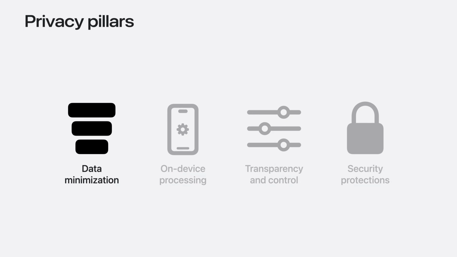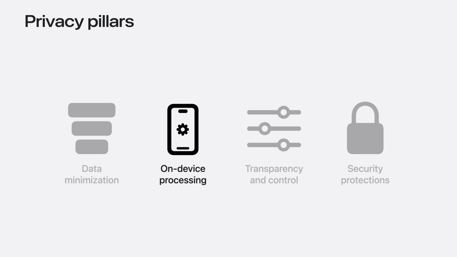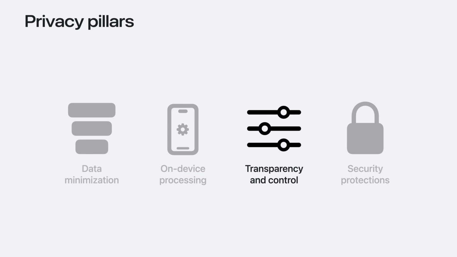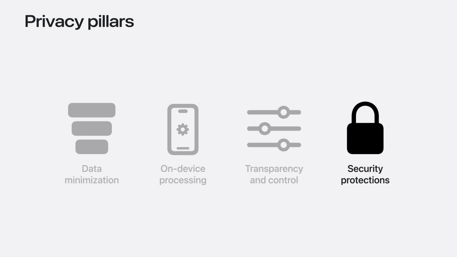Data minimization means only collecting the minimum amount of data that is required to power a feature. On-device processing involves performing computations locally on device and avoiding potential exposures associated with server-side processing. Transparency and control is about honoring a user's autonomy by making it transparent what data about them is collected and giving them control over if and how it is used. Security is the foundation that provides the technical guarantees and enforcements for privacy protections.